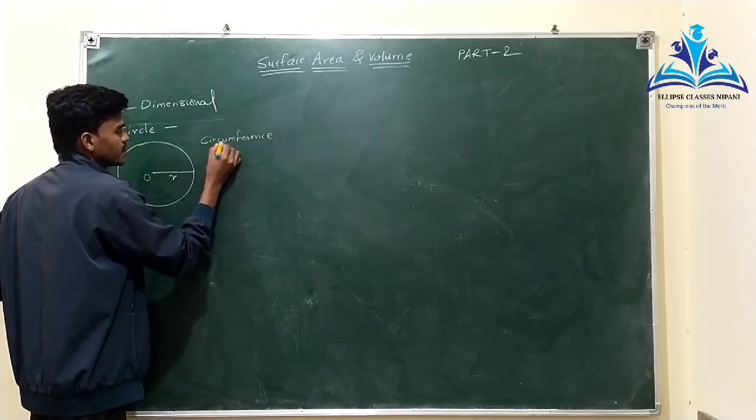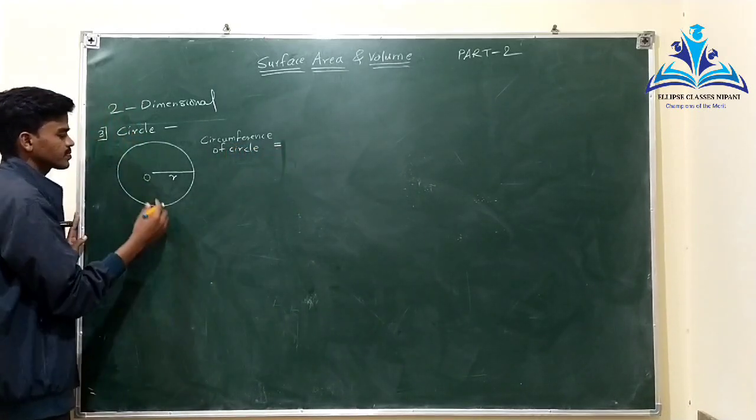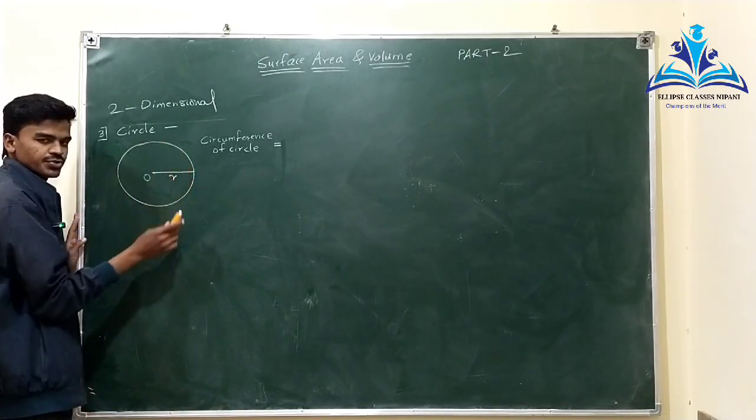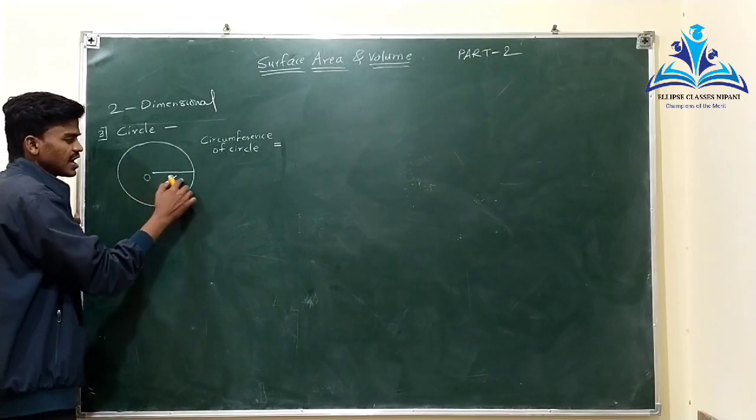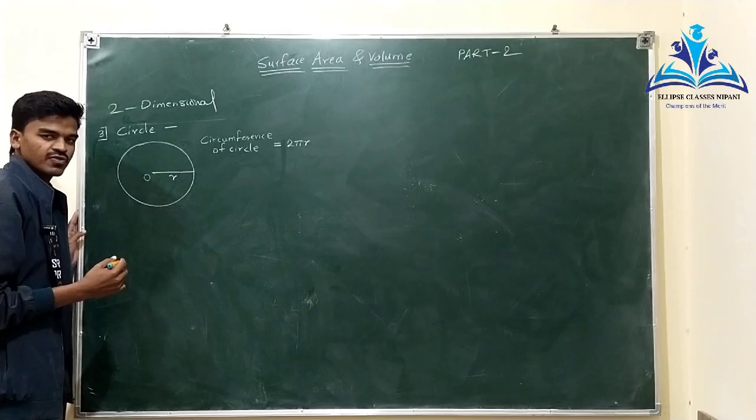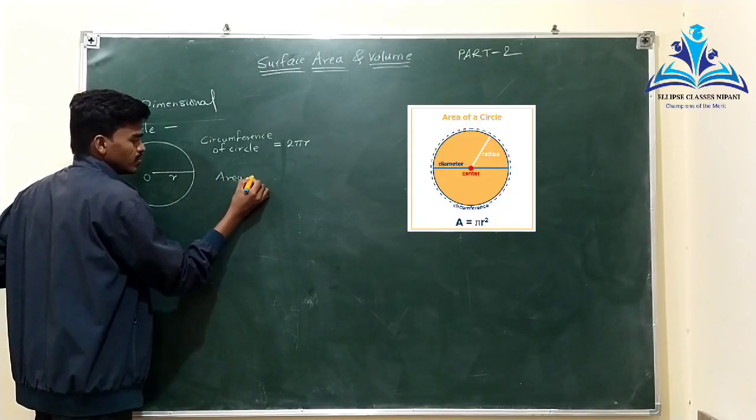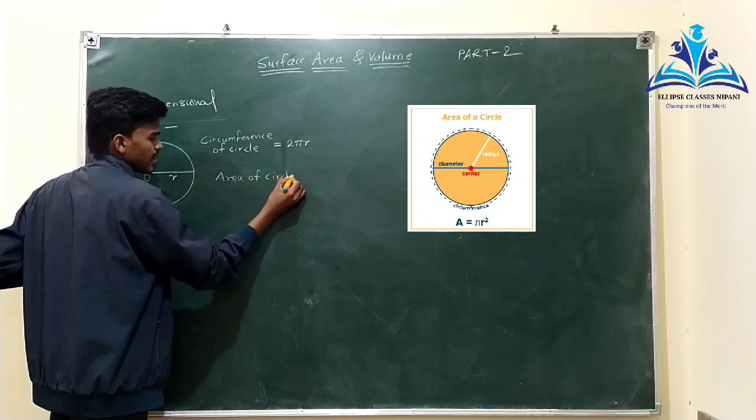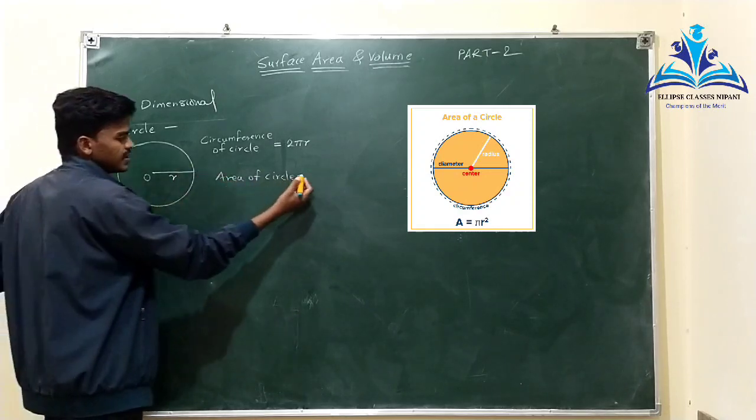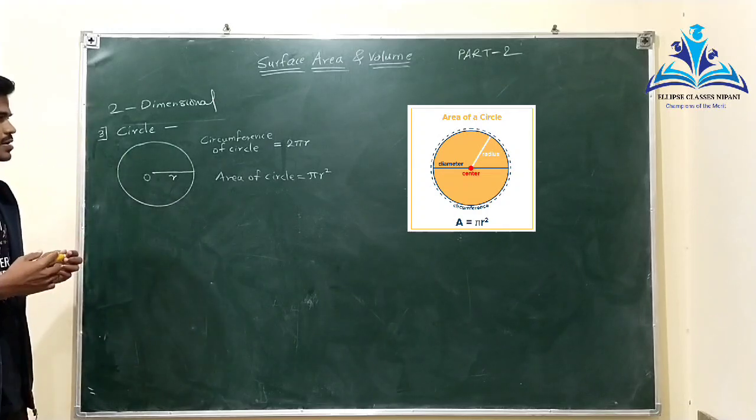Now we need to calculate the circumference of this circle. We know that one revolution of the circle is 2 pi, with this r, so 2 pi r is the circumference of the circle. Now, area of circle: we already know about it. What is the area of circle? Pi r square. So pi r square is the area of circle.